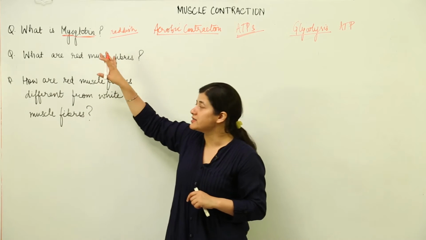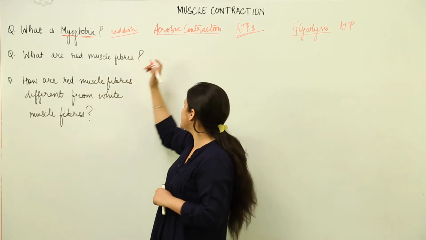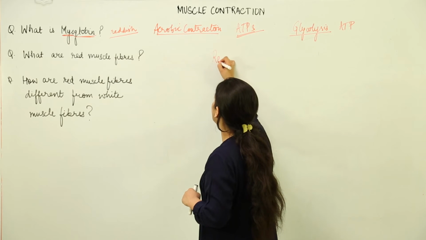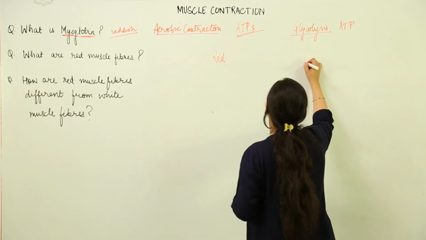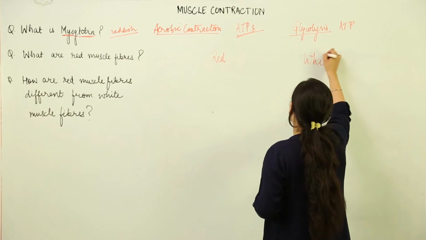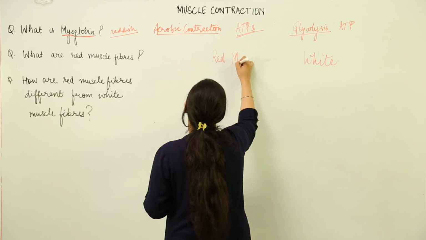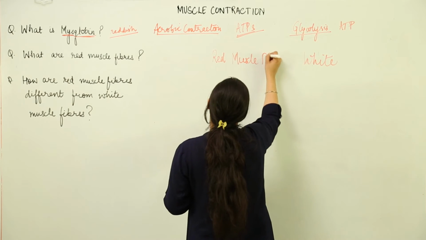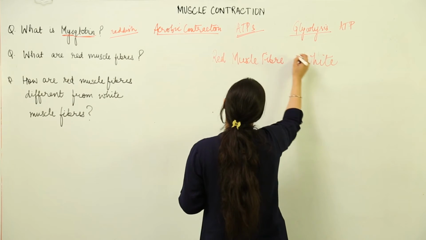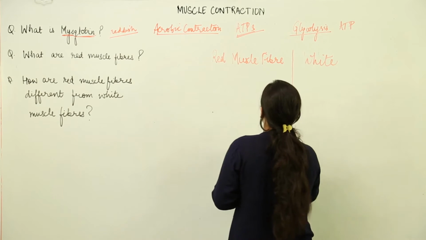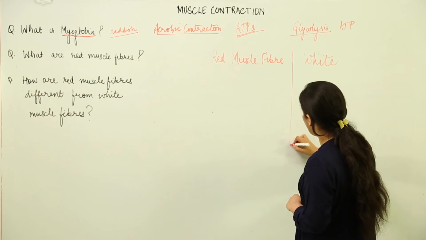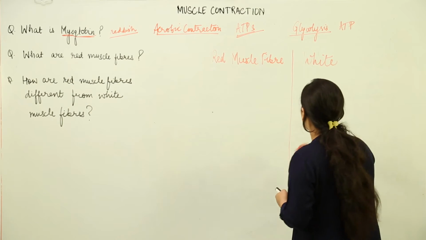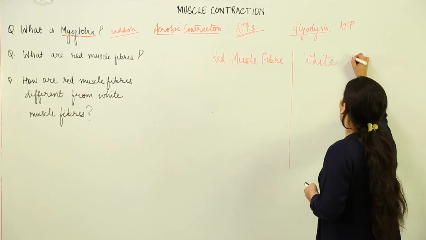Now on the basis of the presence of myoglobin, there are two fibers. What is the difference between red muscle fiber and white muscle fiber? You have to remember these differences by heart, but the first and foremost difference is that one is responsible for aerobic respiratory contraction, and the other is responsible for anaerobic.